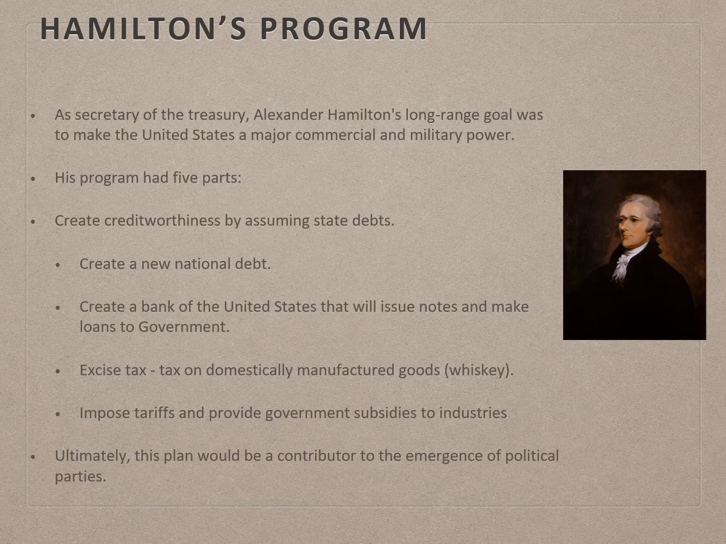Hamilton also wanted to create an excise tax, which would tax your domestically manufactured goods like whiskey, and we'll get into the whiskey tax here in just a few minutes. And then finally to impose tariffs on stuff that's coming into the country and provide subsidies on industries that are growing. And this plan would work. No part of it is an overnight transformation. All of it would ultimately also see the creation of the political party systems.